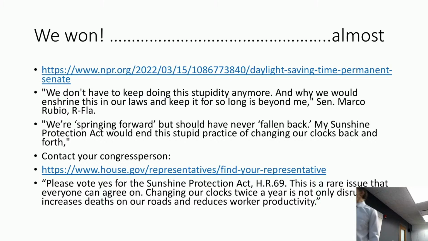Here's what you should say. Please vote yes for the Sunshine Protection Act, H.R. 69. This is a rare issue that everyone can agree on. Literally, it is bipartisan. Changing our clocks twice a year is not only disruptive, it increases deaths on our roads and reduces worker productivity. There, just in a nutshell, okay, I think I am done for now with that.